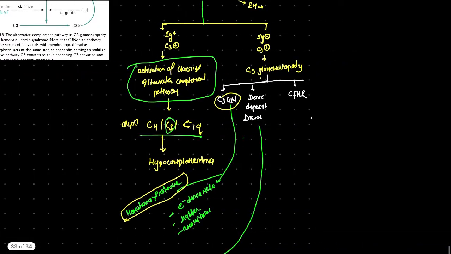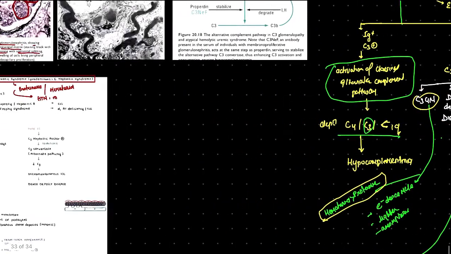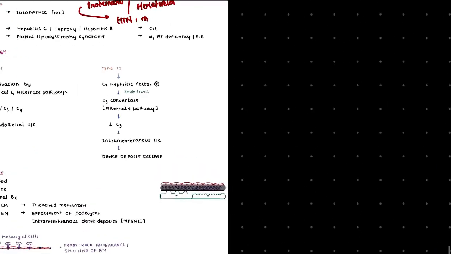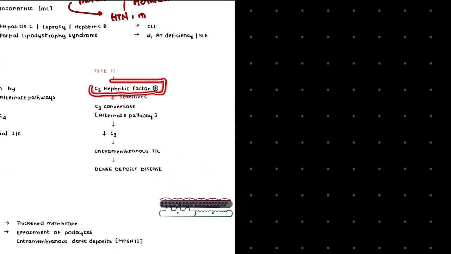Now talking about type 2, we talked about different types, right? This is especially concerned with our DDD, dense deposit disease. Here there is C3 nephritic factor, C3NEF, which was our autoantibody.